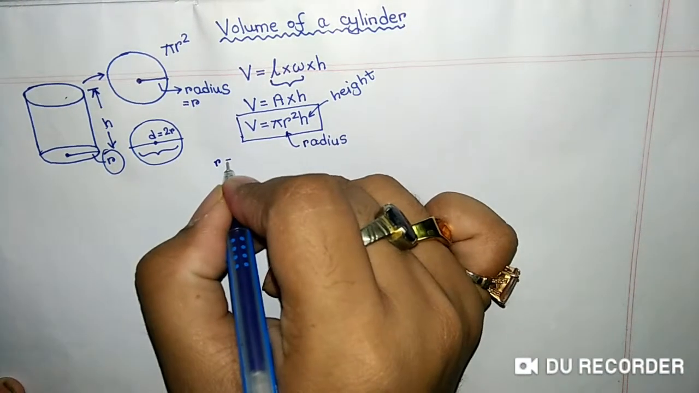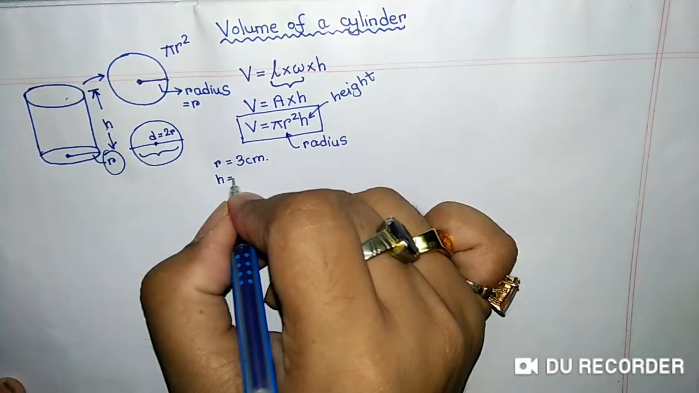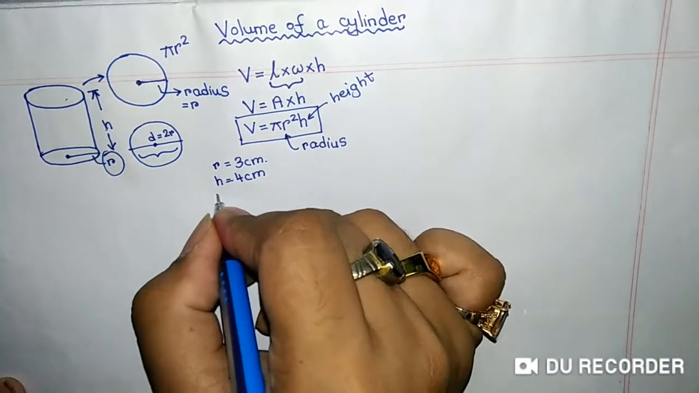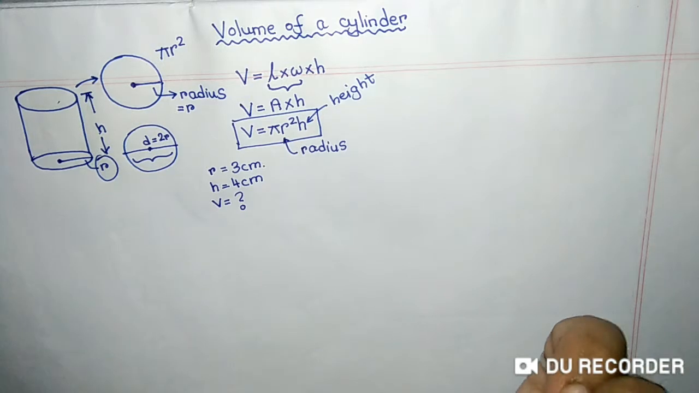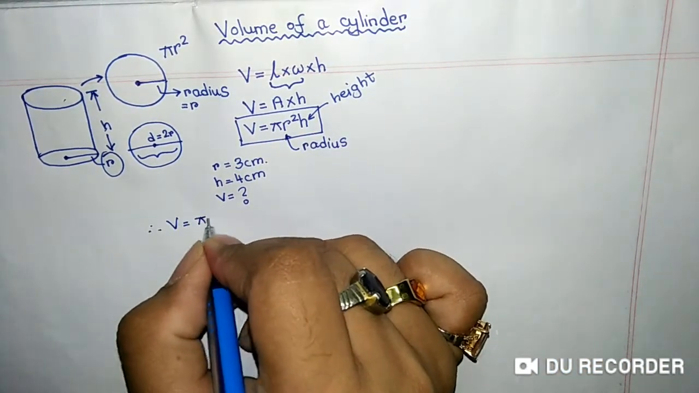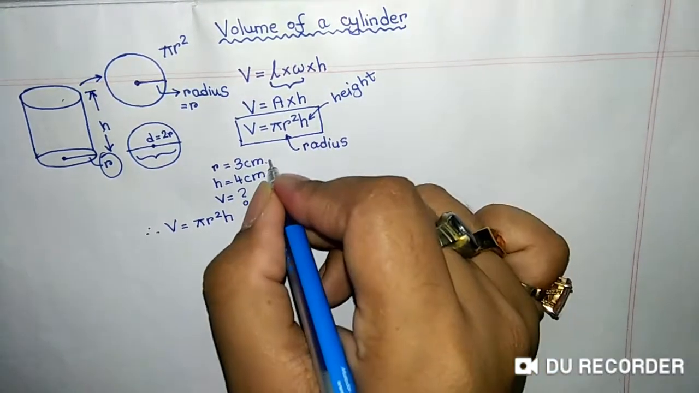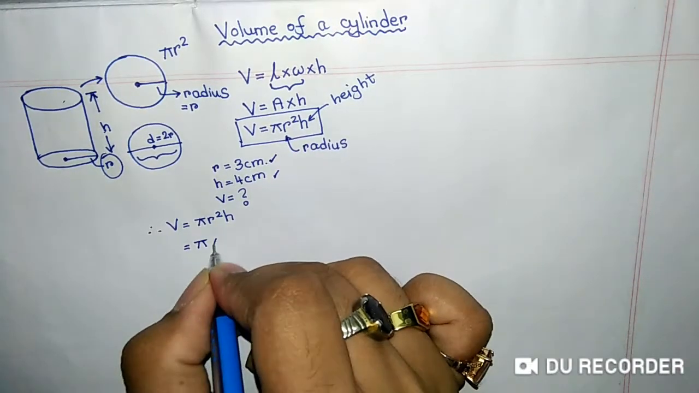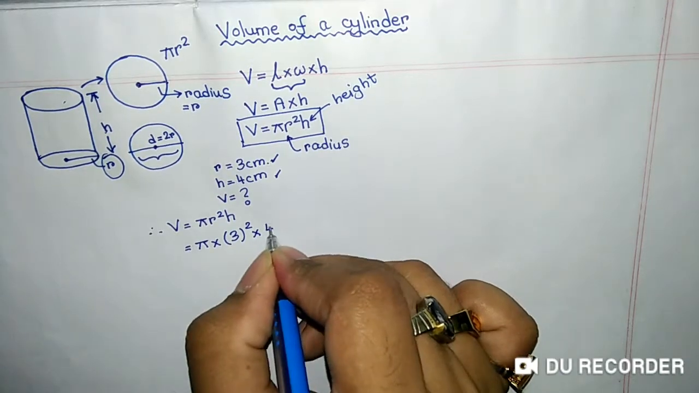Suppose the radius of the cylinder is 3 centimeter and the height of the cylinder is going to be 4 centimeter. Now let us find the volume of the cylinder. So how can we find the volume of a cylinder? Very simple. Therefore we can write that the volume of a cylinder is pi r square h. Now as we already know the value of r and h, we just insert it in the formula over here as pi times 3 square times 4.